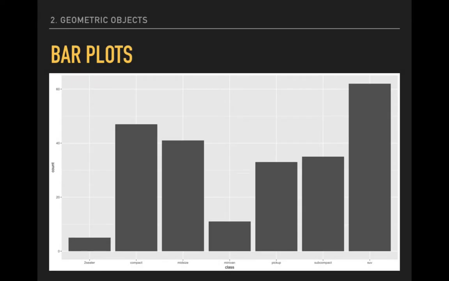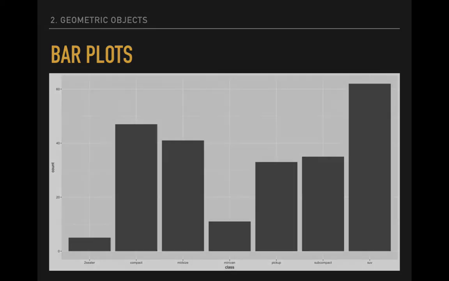Here's the plot that code produces. With the bar plot, we can see that SUVs are the most common vehicle in this dataset, followed by compact vehicles. There are relatively few 2-seaters, small sports cars, and just a few more minivans in the dataset.